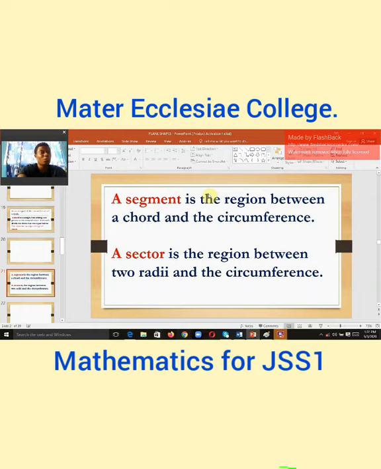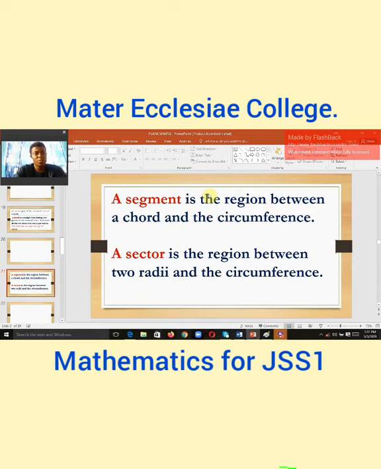So that's why the definition of a segment is the region between a chord and the circumference. The region from where you drew the line, that chord, to the circumference of the circle is referred to as the segment. So it could be minor or major.